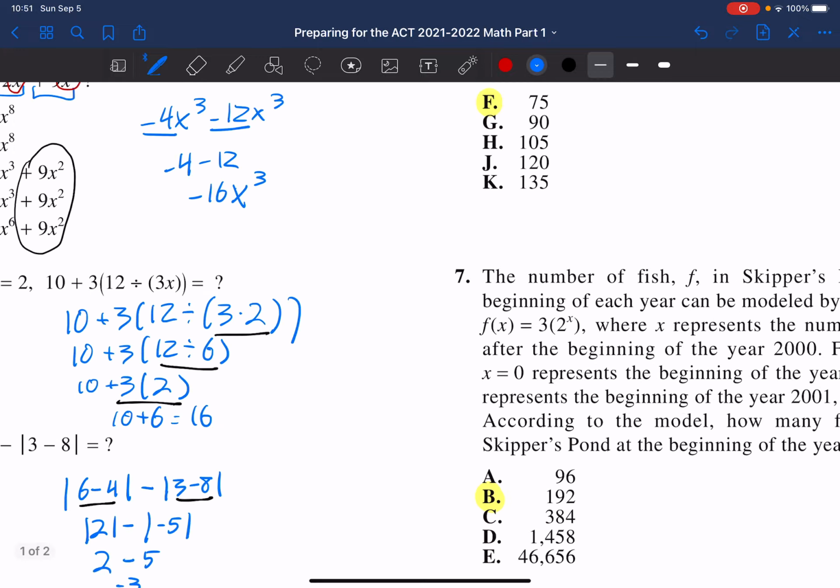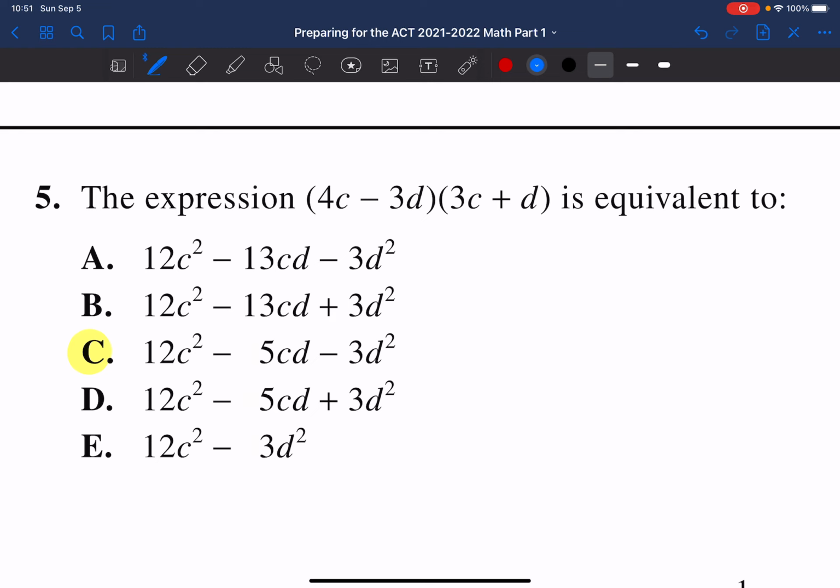So moving on to number 5. Here we want to multiply these two quantities. Now to do that, each has two terms. So first I'm going to multiply the 4c onto these two terms. So let's see, we got 12, and then c times c is c squared. 4c times d is 4cd.